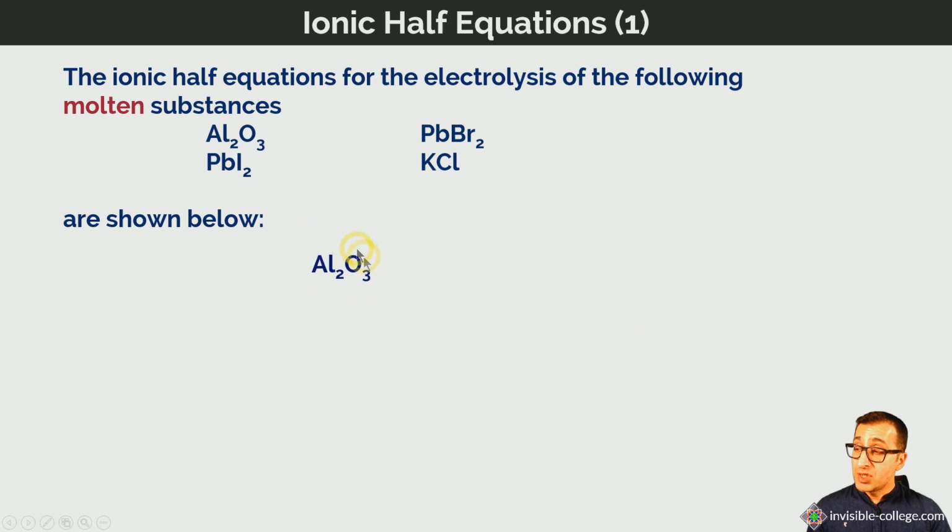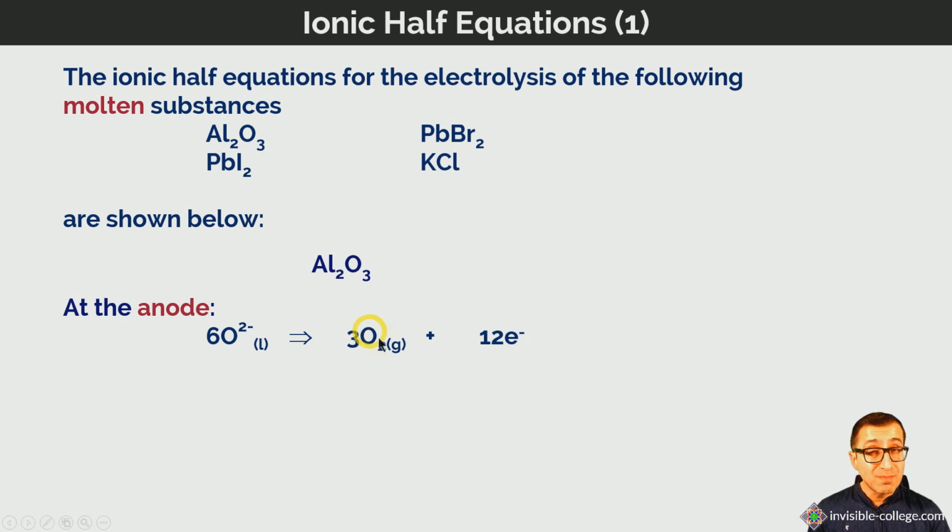Again, for every 1 unit of aluminium oxide, we have 3 atoms of oxygen, and we have 2 atoms of aluminium present. Now, these are actually present as ions. So if we consider what's actually happening here, we have 6 oxide ions giving up a total of 12 electrons to form 3 molecules of oxygen gas.